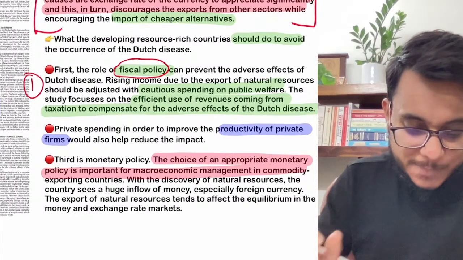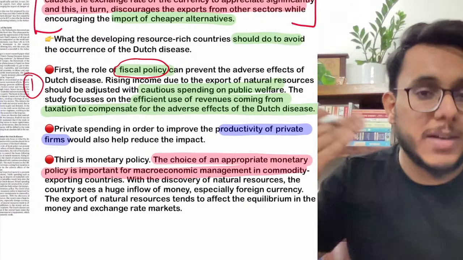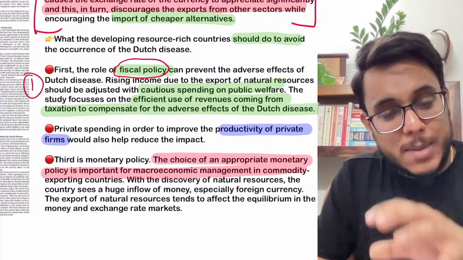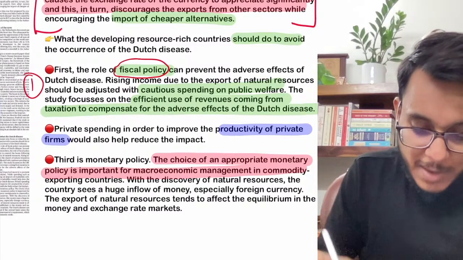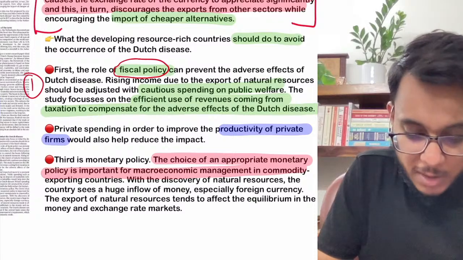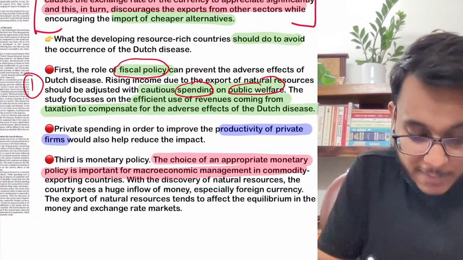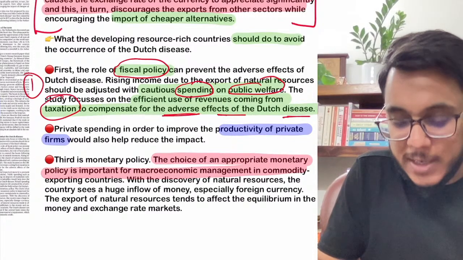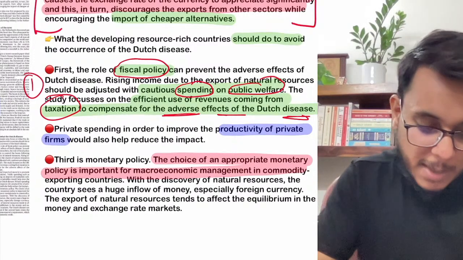Now guys, basically as the oil sector is on a boom, you have discovered the oil, obviously a lot of revenue will be collected. At the same time there are other sectors which are suffering because of your oil and gas sector. So the government needs to use its new revenues for cautious spending on public welfare. It needs to use the revenue and taxation to compensate for the adverse effect of the Dutch disease. Stimulus to some other industries is to be provided, number one.